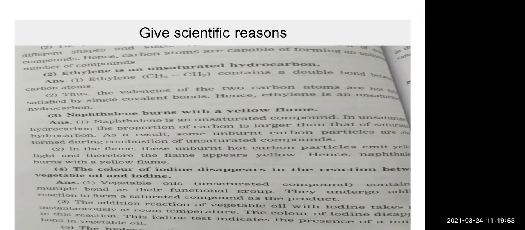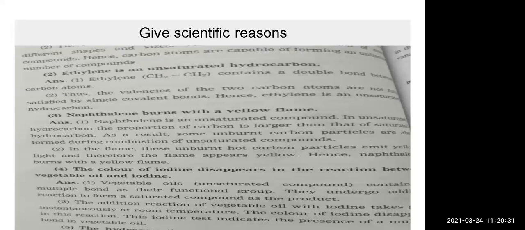Okay. Then comes the color of iodine disappears in the reaction of vegetable oil and iodine. Now what happens here? Vegetable oils are unsaturated compounds as we know. So it contains a multiple bond as its functional group. So what happens? They undergo the addition reaction. As we know, unsaturated compounds undergo addition reaction, and vegetable oil is an unsaturated compound. That means it contains a double bond. So whenever a double bond is present, naturally substitution reaction will not take place, addition will take place.